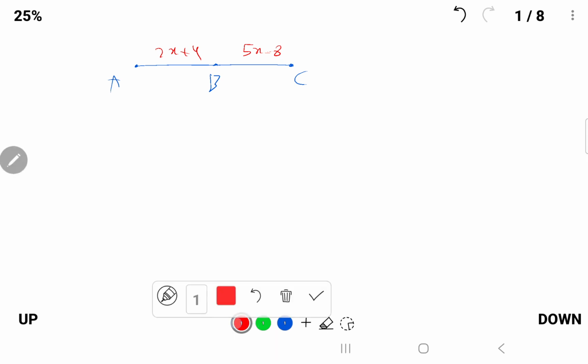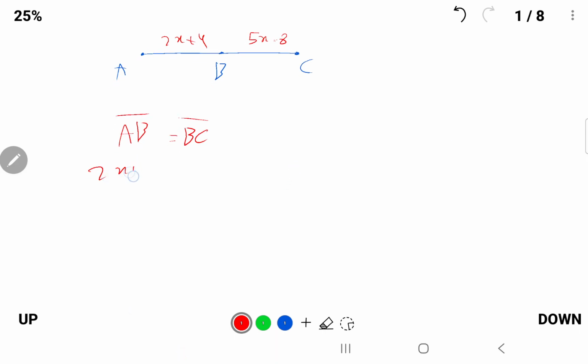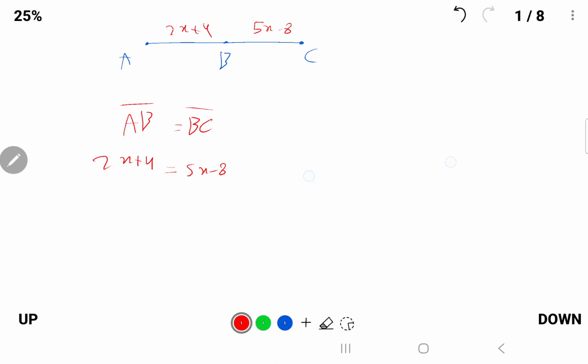So first, B is the midpoint, so segment AB is congruent to segment BC. So we have AB equal to 2x plus 4 and BC equal to 5x minus 8. So we can find x. Now we take 2x from the left to the right and minus 8 from the right to the left. So we get 4 plus 8 equals 5x minus 2x. 12 is equal to 3x, and if we divide both sides by 3, we get x equals 4.